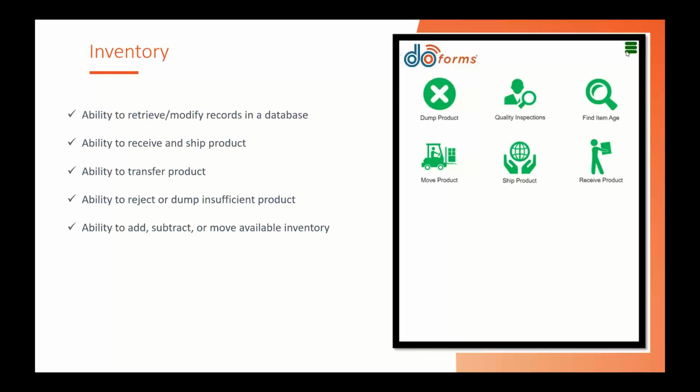We have the ability to transfer products from one location to another location, whether that be from one warehouse to another warehouse, or maybe from one location inside of the warehouse to another location, maybe a shelf or something like that. We also have capabilities to reject or dump insufficient products. So if you have quality concerns with your inventory, if you're receiving produce or something like that, where you need to mark things that maybe fell off of a pallet and got damaged, or maybe when they were received, they were rotten, we have all of those capabilities as well. And then, of course, the ability to add, subtract, or move available inventory from one area to another area.